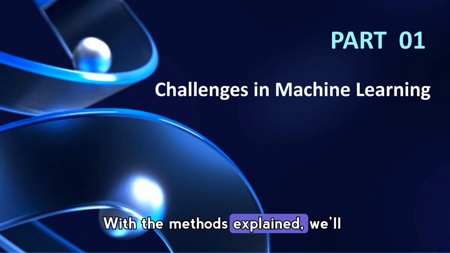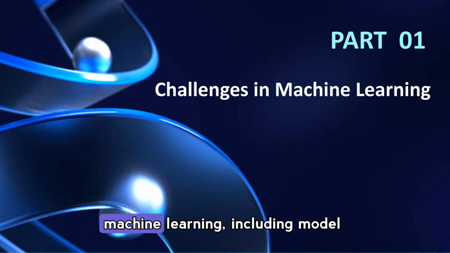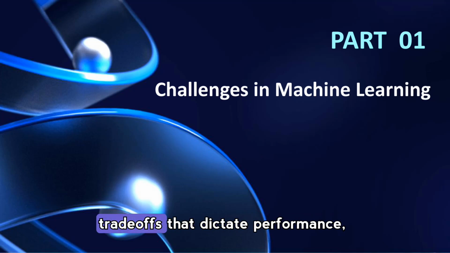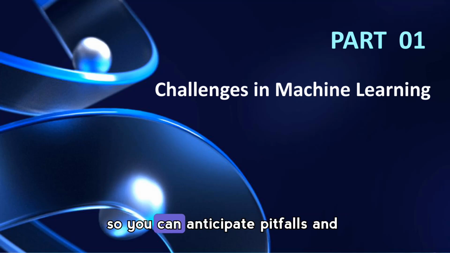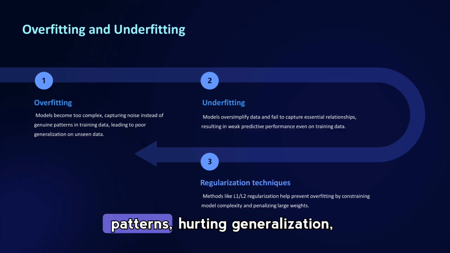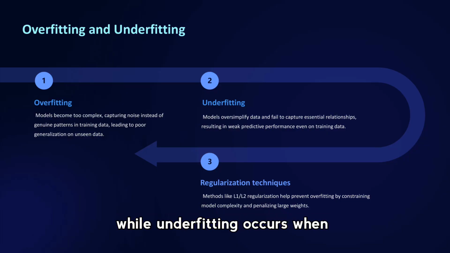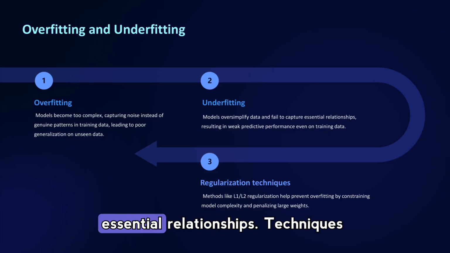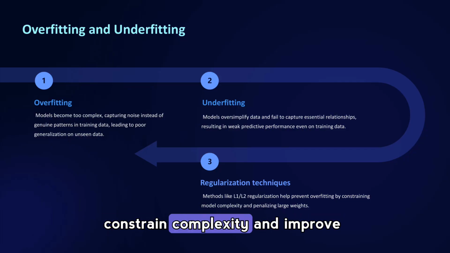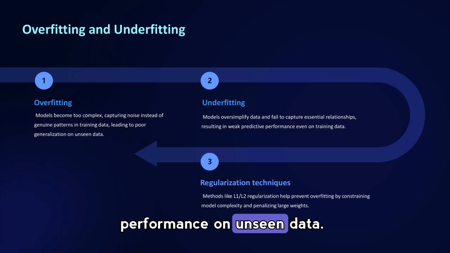With the methods explained, we'll next consider common challenges in machine learning, including model complexity, data quality, and the trade-offs that dictate performance, so you can anticipate pitfalls and design better experiments. Overfitting happens when models capture noise instead of true patterns, hurting generalization, while underfitting occurs when models are too simple to learn essential relationships. Techniques like L1 and L2 regularization help constrain complexity and improve performance on unseen data.